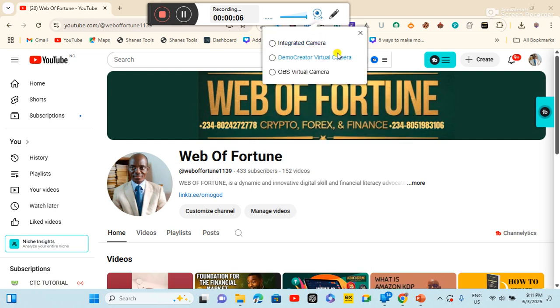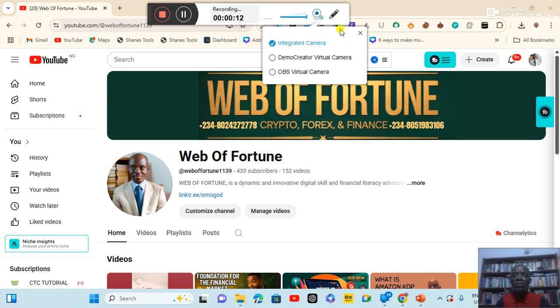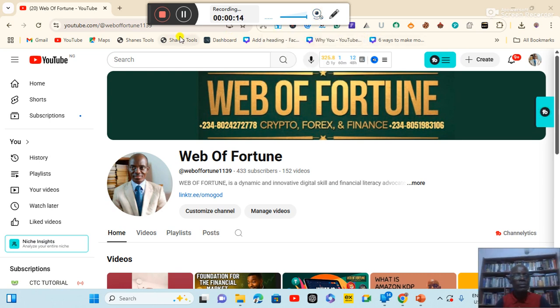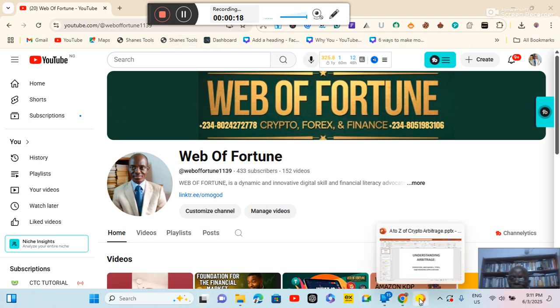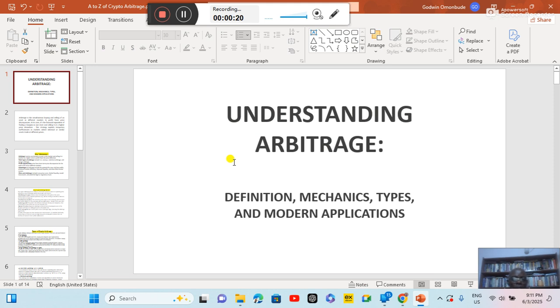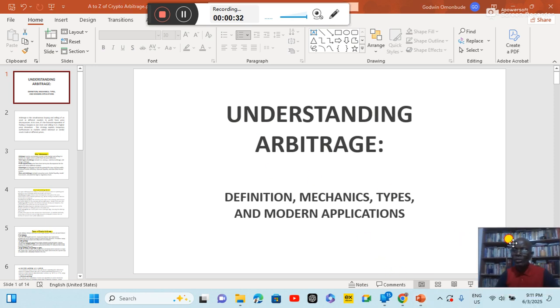We are going to be looking at arbitrage trading, and we're going to be focusing on understanding arbitrage trading and the principle behind the definitions, the mechanism, the types, and the principle behind arbitrage trading, and how we can take advantage of arbitrage trading and go into the business.